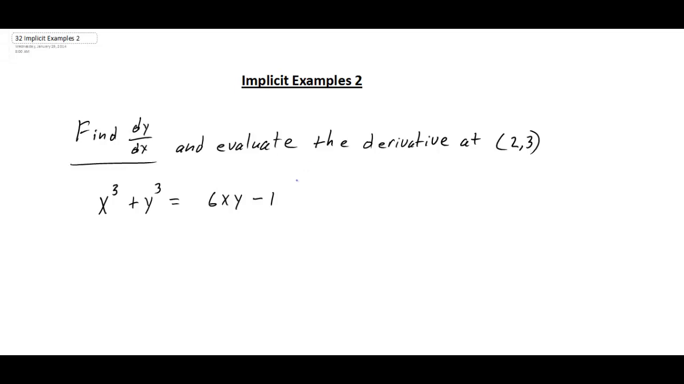Here in this video, we're going to look at a couple more examples of taking the derivative implicitly. The first example says we want to find dy/dx, and then evaluate this at the point (2, 3). So we're given x cubed plus y cubed equals 6xy minus 1. We're going to start off by taking the derivative of both sides.